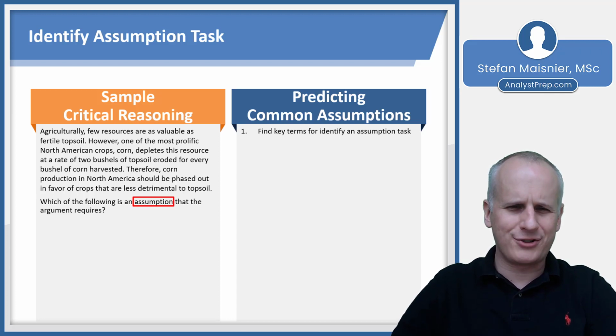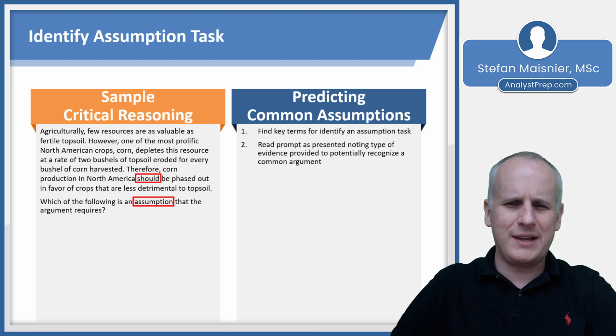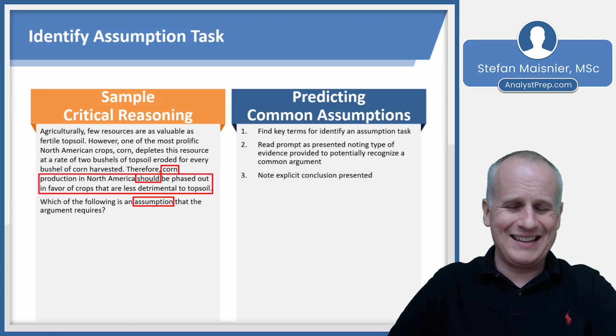Therefore, corn production in North America should be phased out in favor of crops that are less detrimental to topsoil. So we've read the prompt, and we can note specific terms such as "should" that can help inform what type of argument has been presented. In this case, it must be a plan because we've got a recommendation of something that should be done. So our conclusion is that plan.